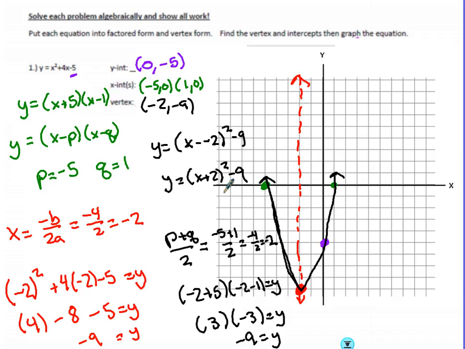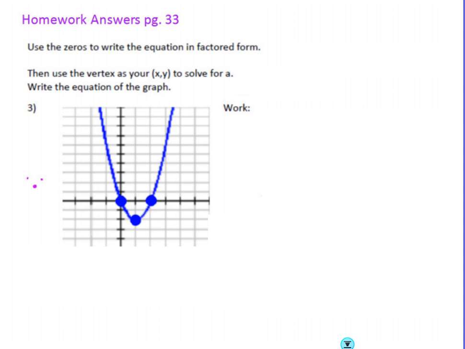In this case, we didn't have to worry about solving for an a value because we were given an a value in the original equation. The a value is 1. So it's 1 in all 3 forms. In the examples on page 33, we're given the graphs rather than the equations, so when we solve for the equation, we also need to find the a value.